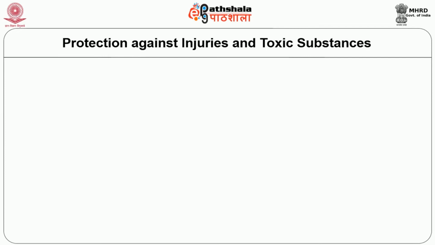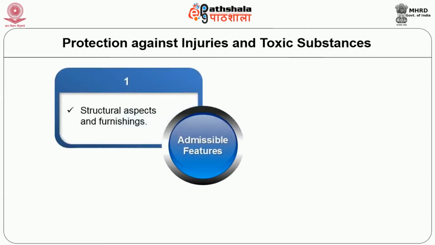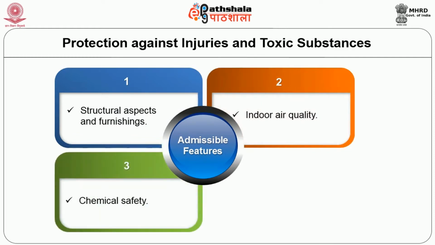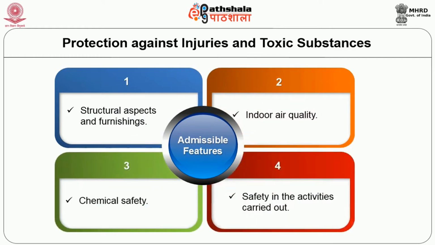The second one is protection against injuries and toxic substances. Residents of a house also need to be protected from possible injuries and poisoning. Protection should be ensured by incorporating admissible features on structural aspects and furnishings, indoor air quality, chemical safety, and safety in the activities carried out.